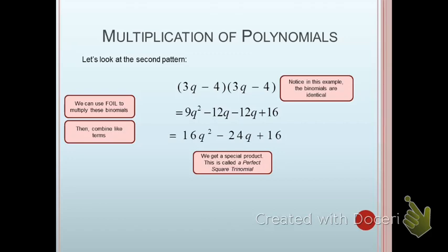We can still use FOIL to multiply these two binomials. 3q times 3q is 9q squared. Our outer, 3q times negative 4 is negative 12q. Negative 4 times 3q is negative 12q. And negative 4 times negative 4 is positive 16. So notice our inner and our outer are the same. And we add those up, and for our middle term we have negative 24q. So our final answer is 16q squared minus 24q plus 16. This special product is called a perfect square trinomial.